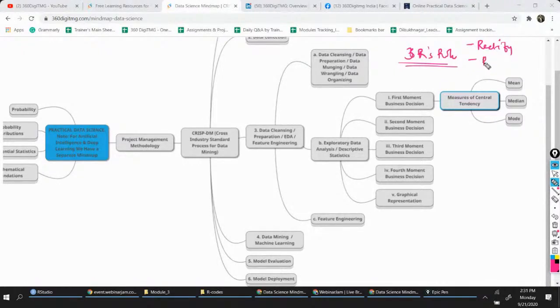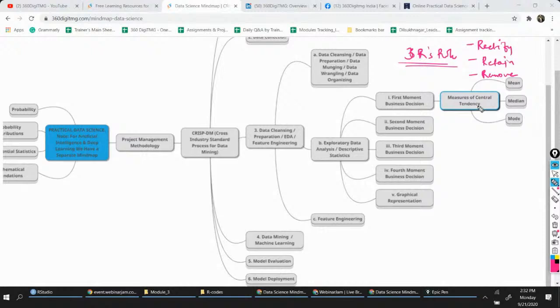After rectify, we have retain. You keep that outlier and then proceed with your calculations. Or we remove. Rectify, retain, or remove. These are the 3R rule that we follow to treat an outlier. Either you nullify the outlier by applying the Winsorization technique, or we remove the outliers by the trimming technique.